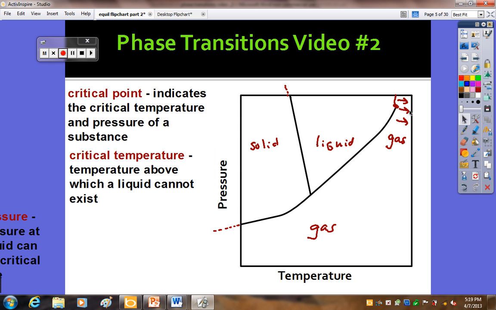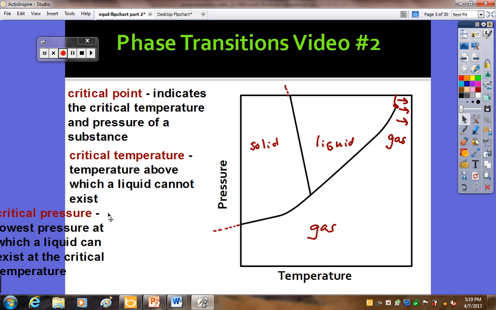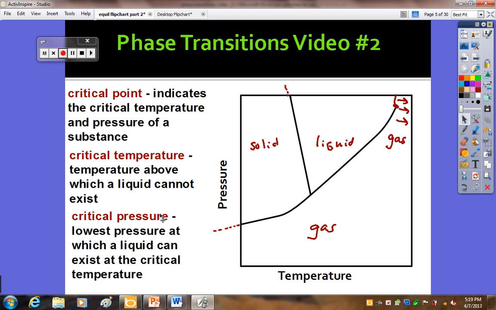The pressure that corresponds to this temperature is called the critical pressure. The critical pressure is the lowest pressure that you can have a liquid at the critical temperature, because there's a lot of pressures up above that can still be a liquid. But that's the lowest pressure that at that temperature will be a liquid.